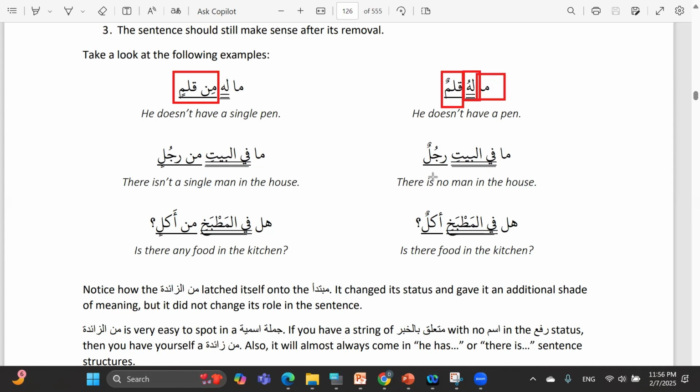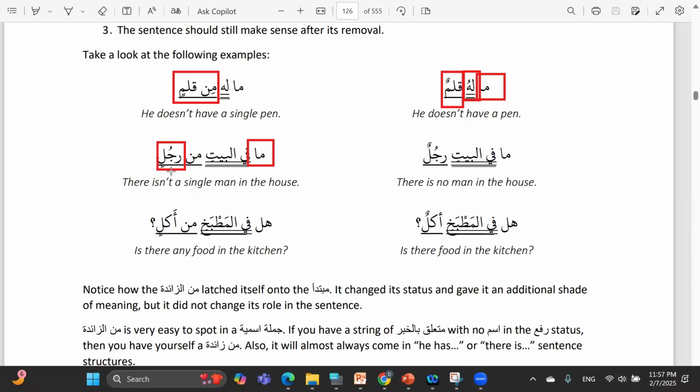Then you have another example. Ma fil bayti rajulun. There is no man in the house. If you put min zaida over here, then it will be ma fil bayti min rajulin. There isn't a single man in the house. So again, you can see that it is a negative sentence. Just look at the conditions. Is it a negative sentence or a question sentence? Yes, this is a negative sentence. The ism that is following min is nakira, rajulin.